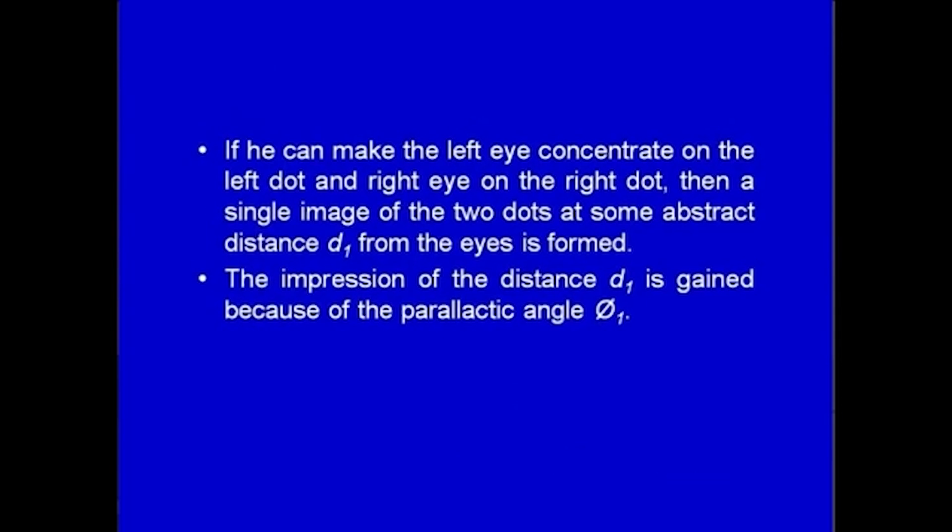If he can make the left eye concentrate on the left dot and the right eye on the right dot, then a single image of two dots at some abstract distance d1 from the viewer is formed. The impression of the distance d1 is gained because of the parallactic angle phi 1.